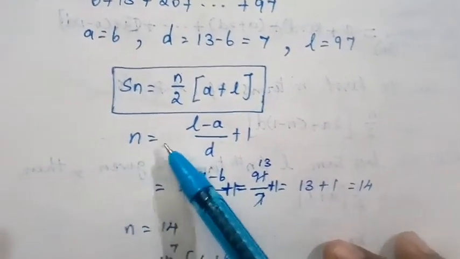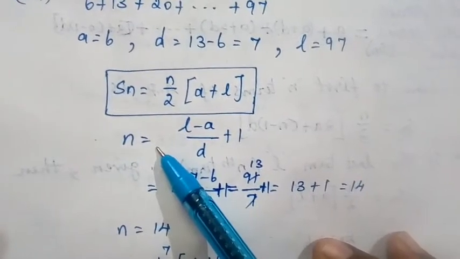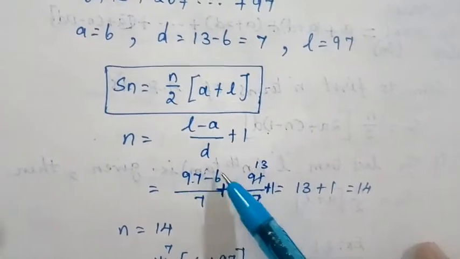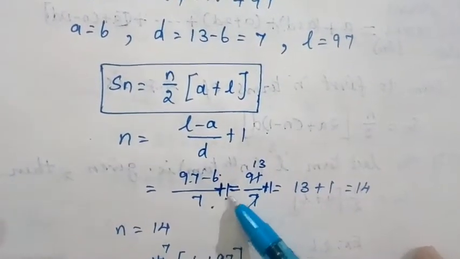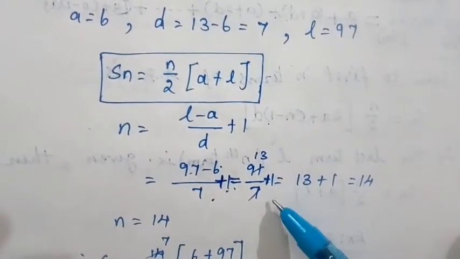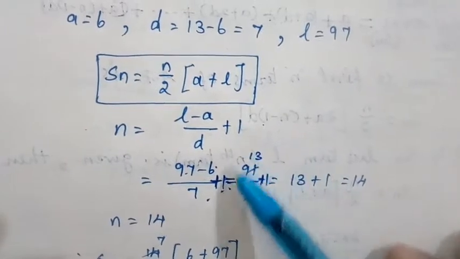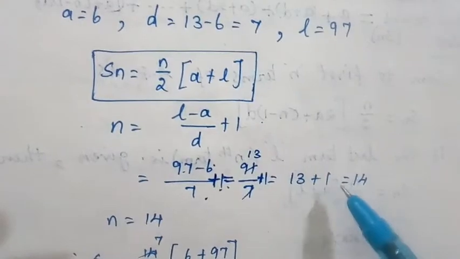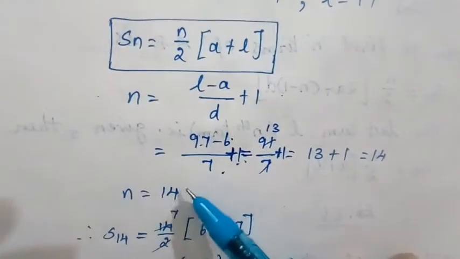n equal to L minus a by d plus 1. You learned this formula in the previous exercise. L is 97, minus 6, by 7, plus 1. So that is 91 by 7 plus 1. First you have to simplify the fraction. In the 7 times table, 7 times 13 is 91. 13 plus 1 is 14. So the n value is 14.